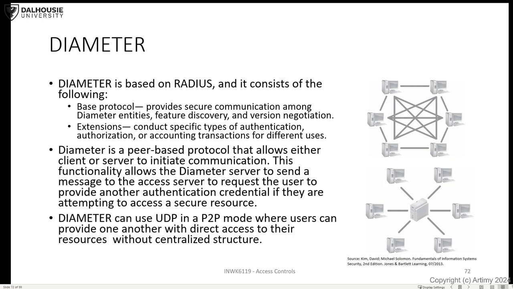The third type of AAA server here is Diameter. Diameter is a play on words for Radius, so it's not an acronym. Radius is double the length of diameter, or diameter is double the length of radius. So that's where the name comes from. It has two parts: base protocol and extensions. The base protocol is for the communication, feature discovery, version negotiation and things like that. And the extensions are for different types of authentication and authorization.